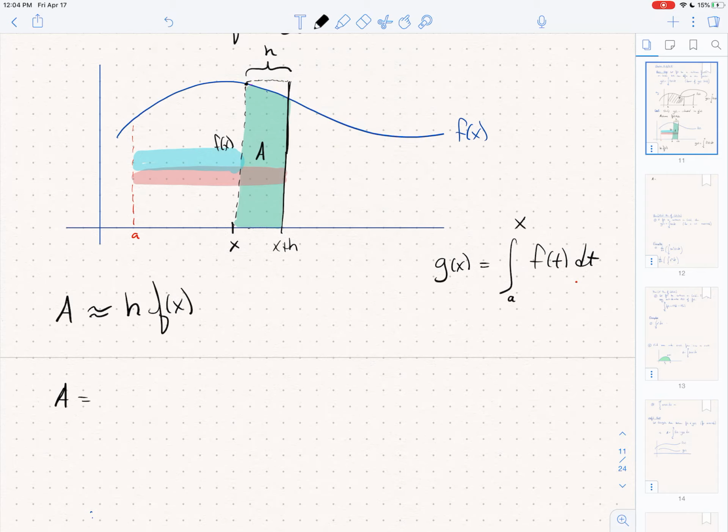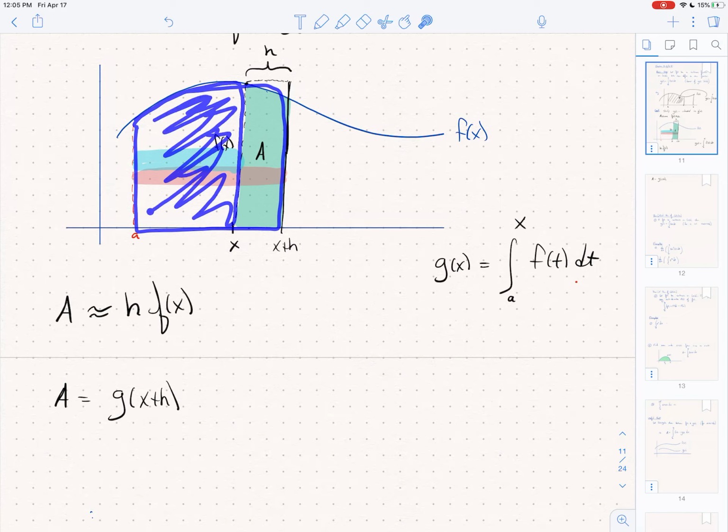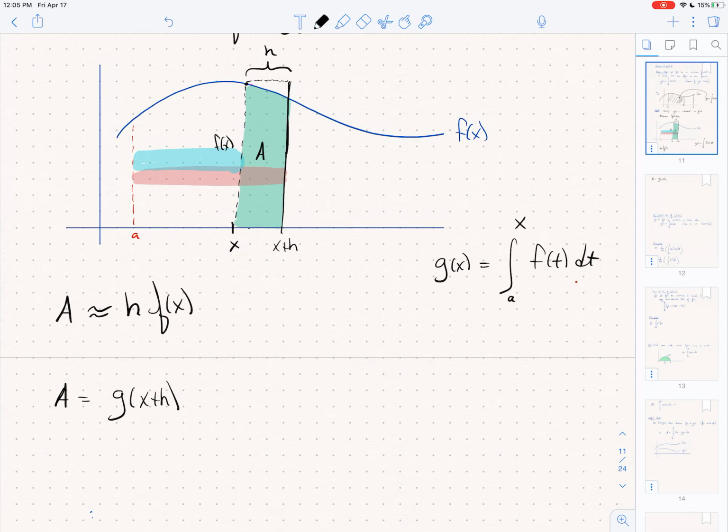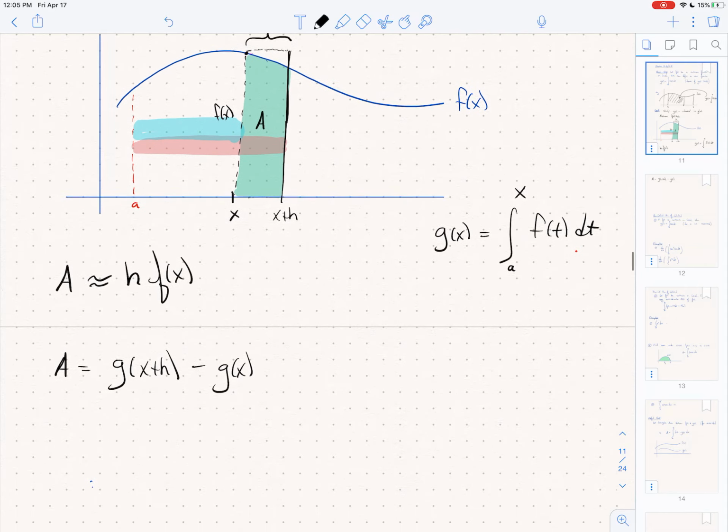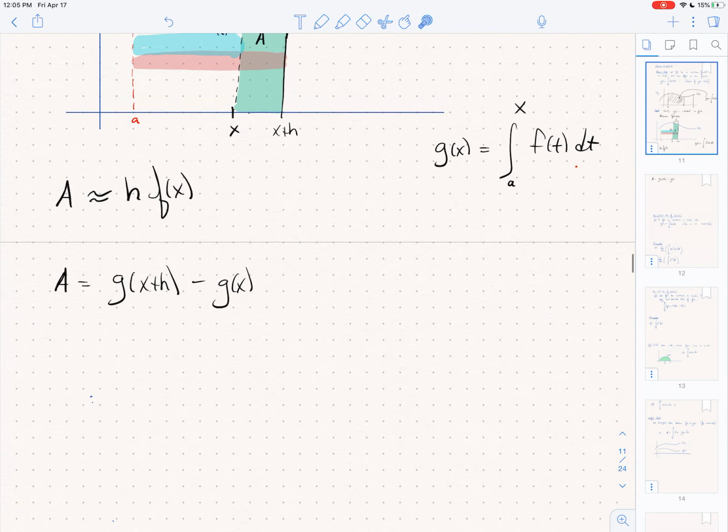So let's do it. I can say the area A here is going to be g of x plus h. That gives me this big area going out to here. Then I'm going to subtract this little area in here, and I'm going to be left with exactly A. So A is g of x plus h minus g of x. Okay, and so now I know something, right? I'm going to put these together. I've computed the area two different ways. That's how you do mathematics. You look at the same problem from multiple perspectives, and you're able to draw connections.